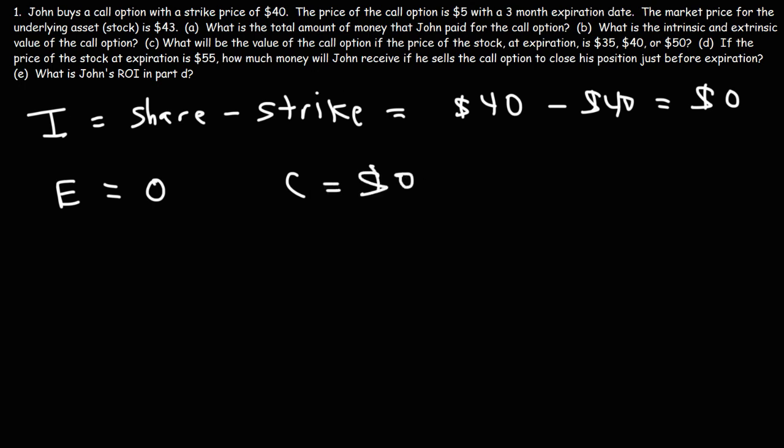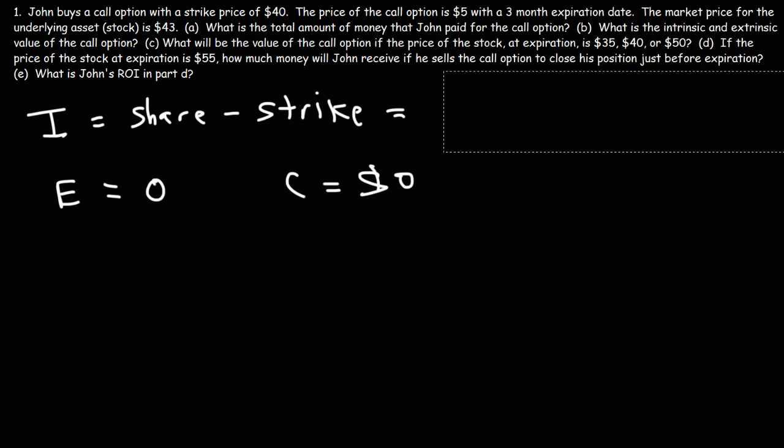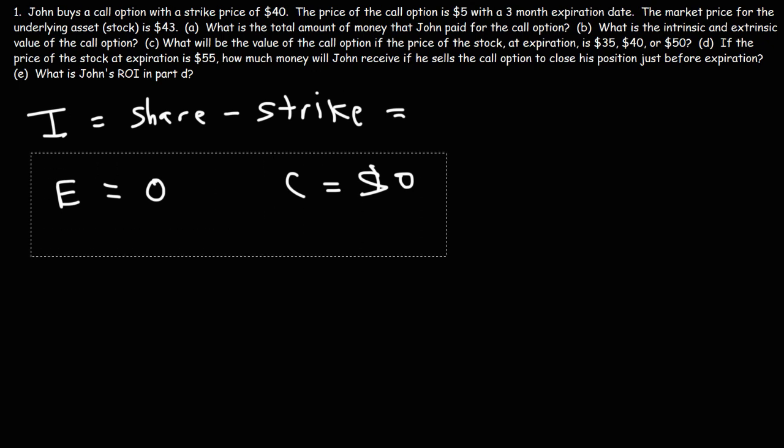In order for the call option to be worth something at expiration, the value of the stock has to be greater than the strike price. If it's equal to or less than the strike price, the call option will expire worthless.